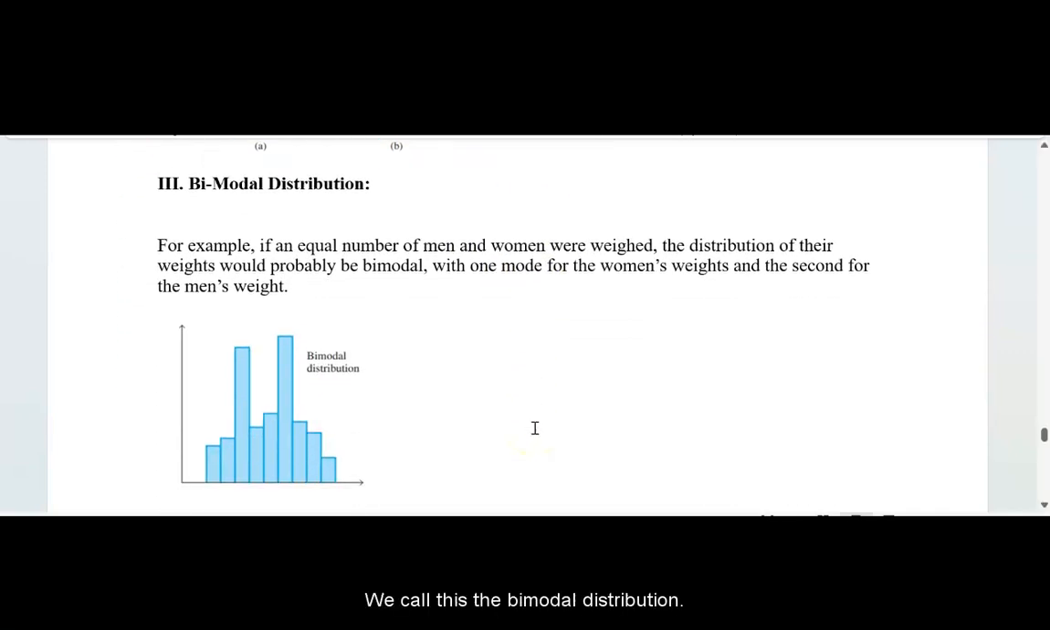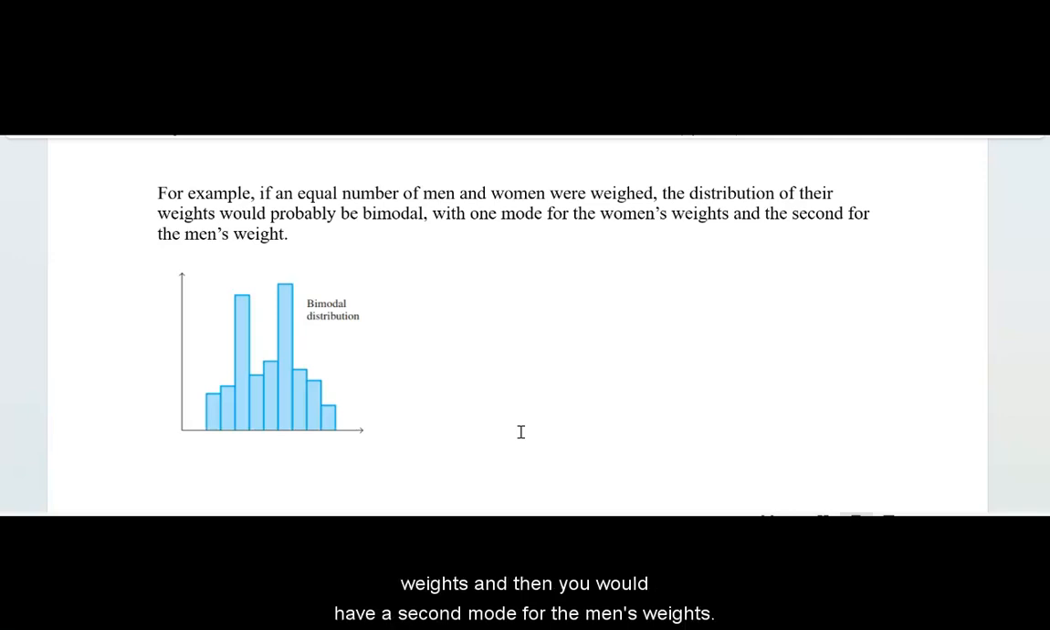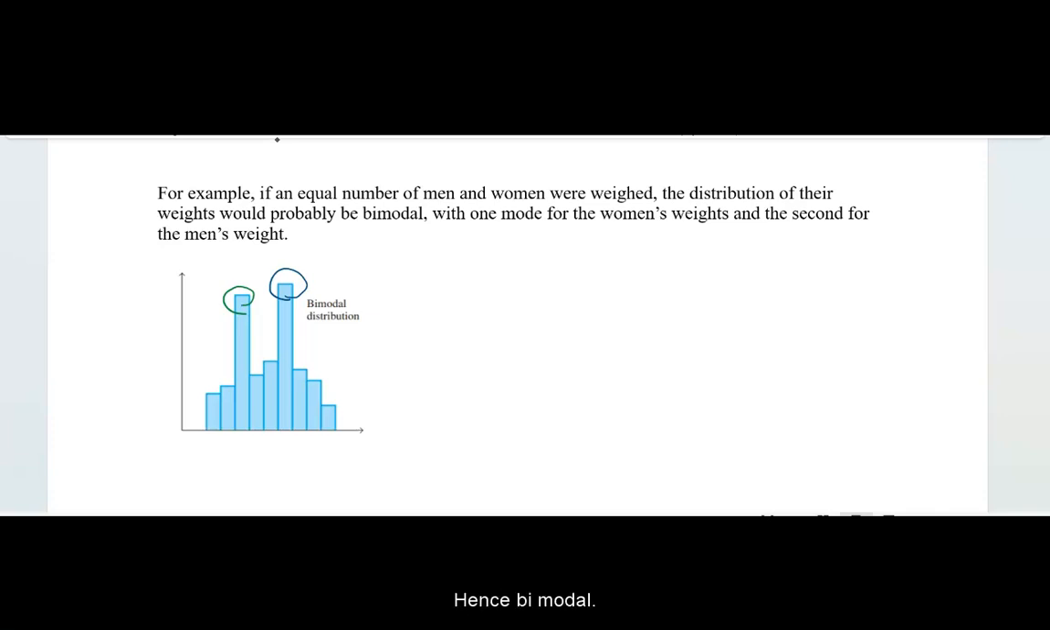Here's another one. We call this the bimodal distribution. For example, if you have an equal number of men and women who were weighed, the distribution of their weights would be bimodal, meaning you would have one mode for the women's weights, and a second mode for the men's weights. So here you can see this one would be for the women's weights, and this one here would be the mode for the men's weights, hence bimodal. And you can tell when you look at a graph that that is the type of distribution we're seeing.